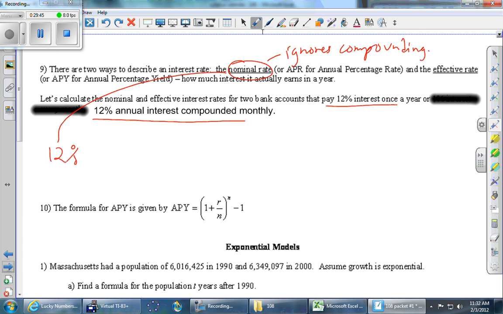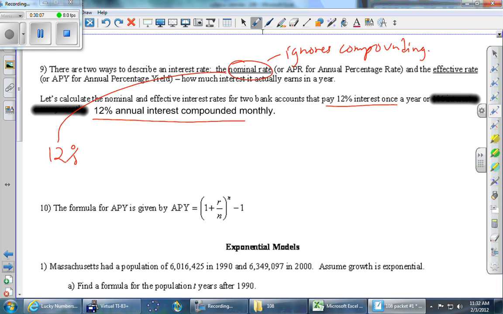For the effective rate, well, let's see. The one that pays 12% interest once a year pays 12% interest at the end of the year. The effective rate is simply 12%. You don't get anything more. It's just on the surface, it is what it is. But the effective rate for this other one is going to be higher. Maybe it's like 12.4% interest.